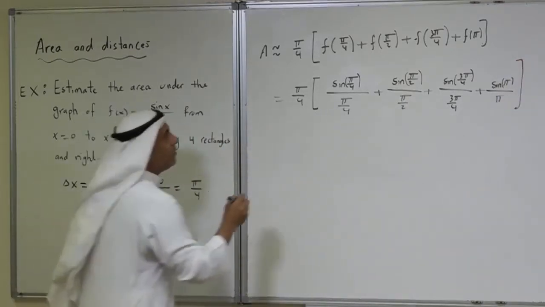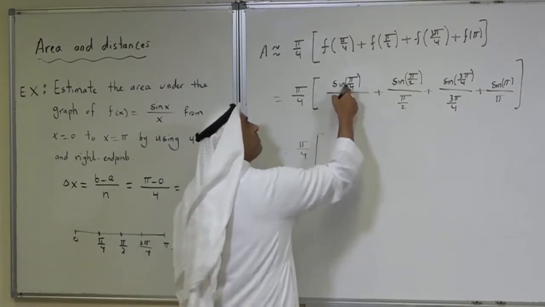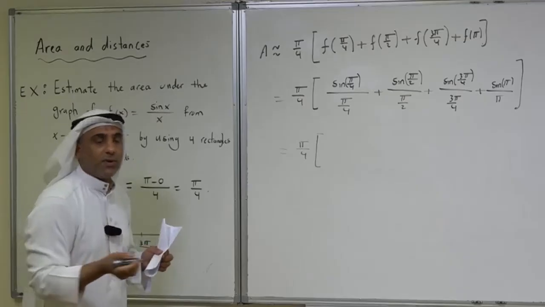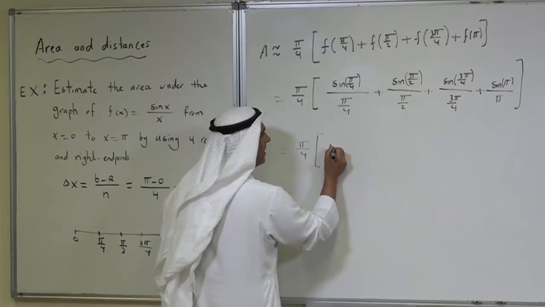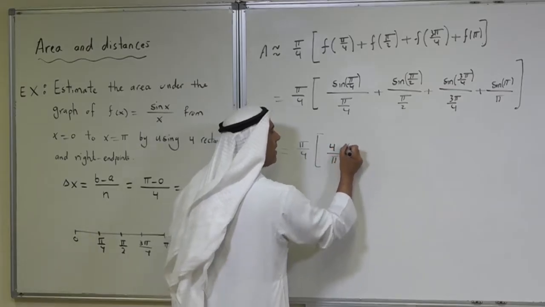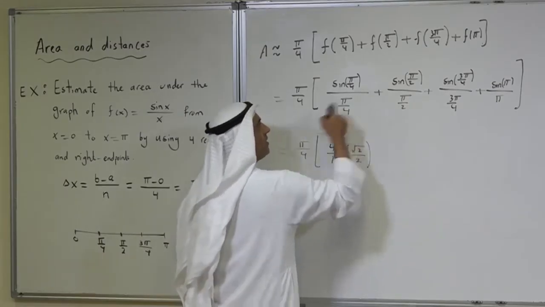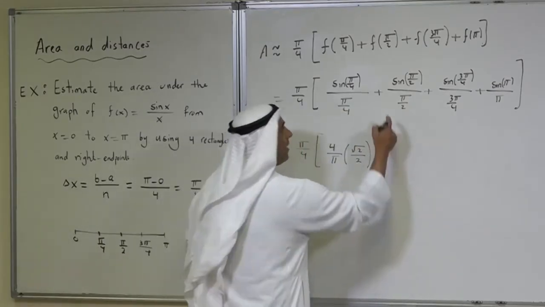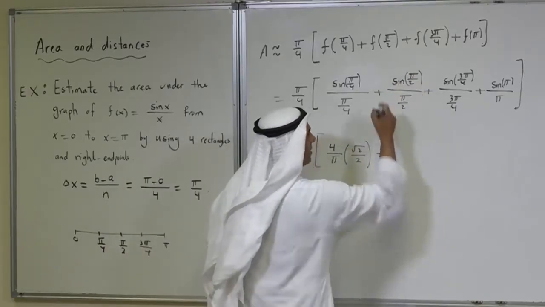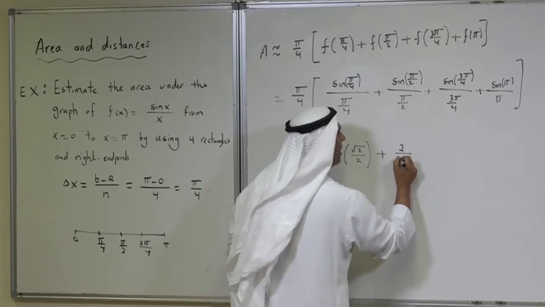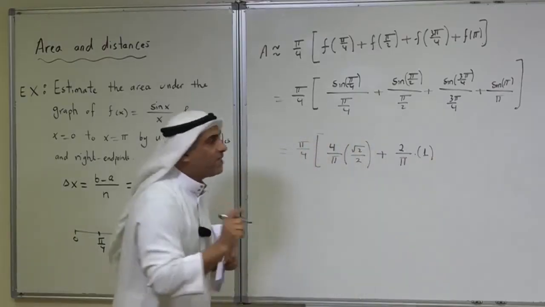Now let us find the numerical values of this. Pi over 4 times. Now what is sine pi over 4? Sine pi over 4 is nothing but radical 2 over 2. This is 1 over pi over 4, so I will write it as 4 over pi times the value of this, that is radical 2 over 2. That's the first item here. For the second one, I will have sine pi over 2. You know, sine 90 degrees, sine pi over 2 radians, is equal to 1. So this is nothing but 2 over pi times 1.